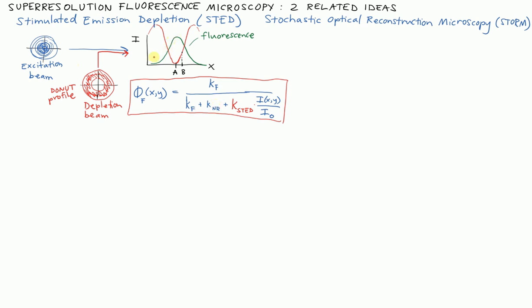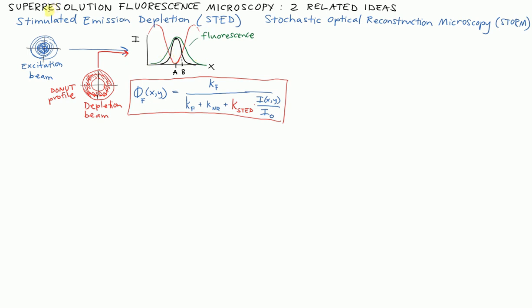I'll draw it in black. At location A, it's going to have just about as much fluorescence as it would have before. But as I move away from location A, I'm going to have less fluorescence relative to the green curve because the red starts to cause there to be other ways of de-exciting the excited molecules. So that gives me a profile that looks something like this.